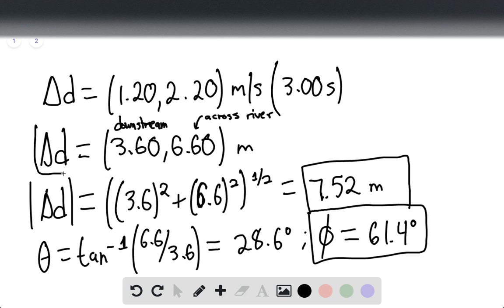And if you wanted to get the components, this could also be an answer. That is the end of the solution.